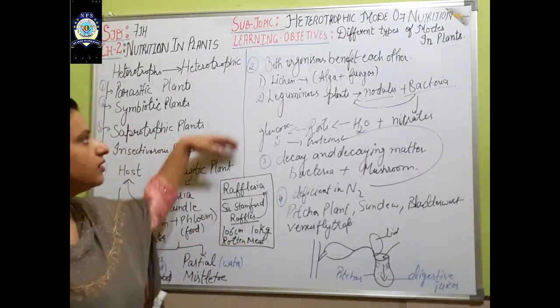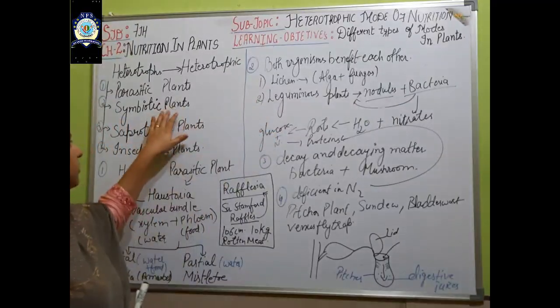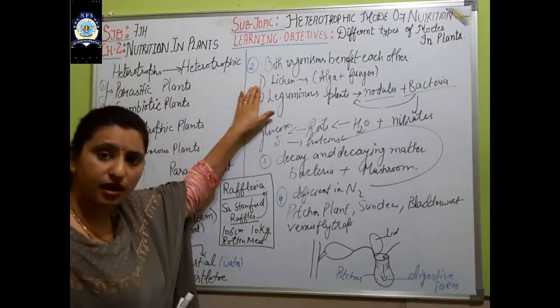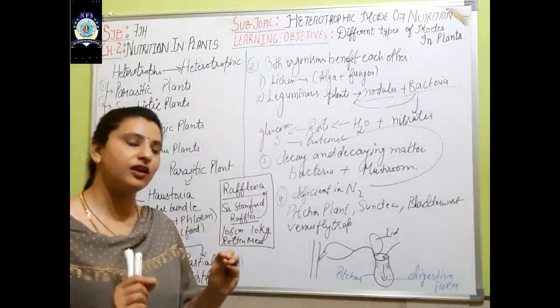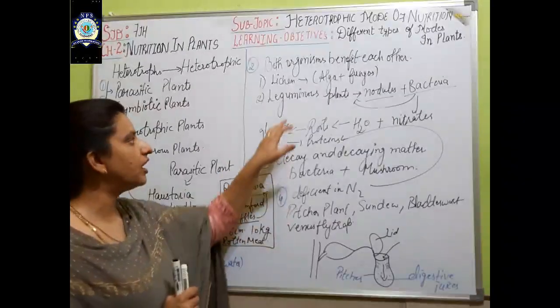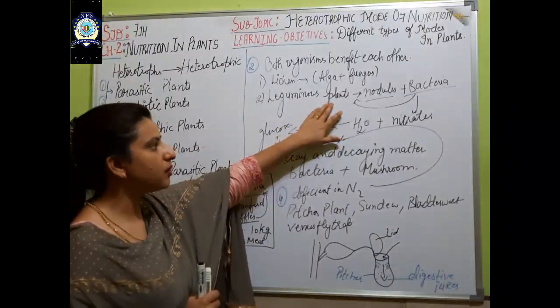Okay, and if we go for the second, that is the symbiotic plants, then lichens are a very good example of it, and both the alga and fungus are living with each other mutually friendly and benefiting each other. And what is the leguminous plant doing?